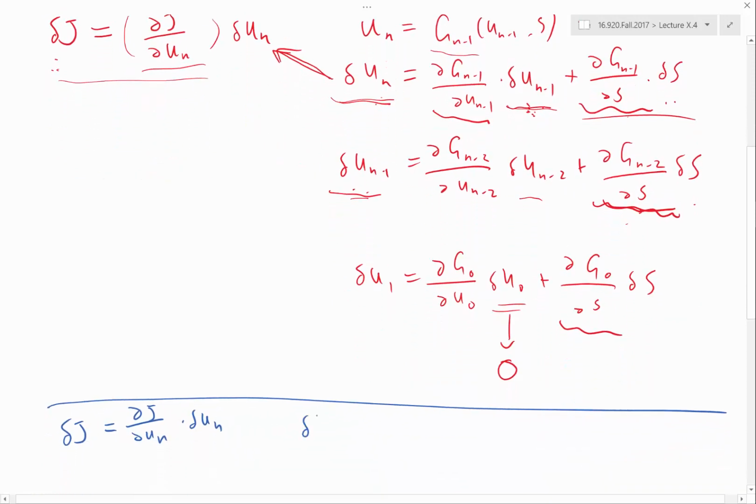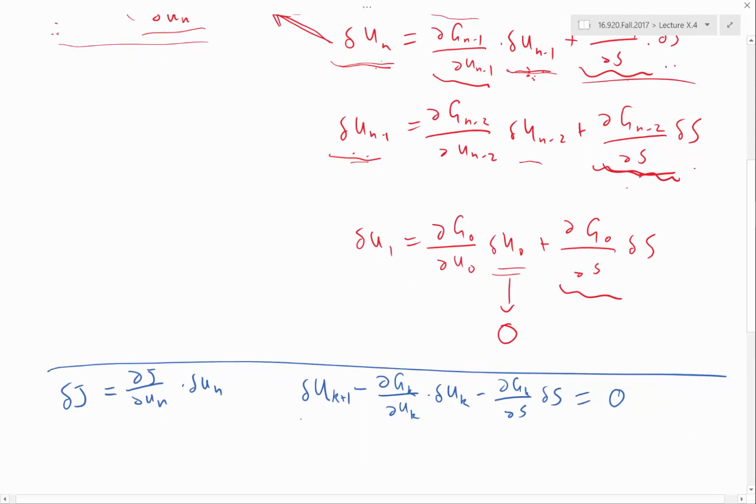So the linearized formula is, if I write it in the general way, delta uk plus 1 minus partial gk partial uk times delta uk minus partial gk partial s delta s is going to be 0, right? So since the formula on the right hand side is 0, if I add this 0 to the objective function, it shouldn't matter, right?